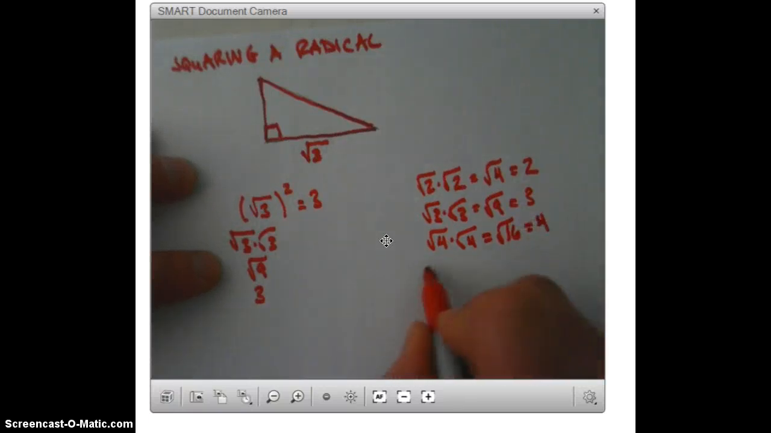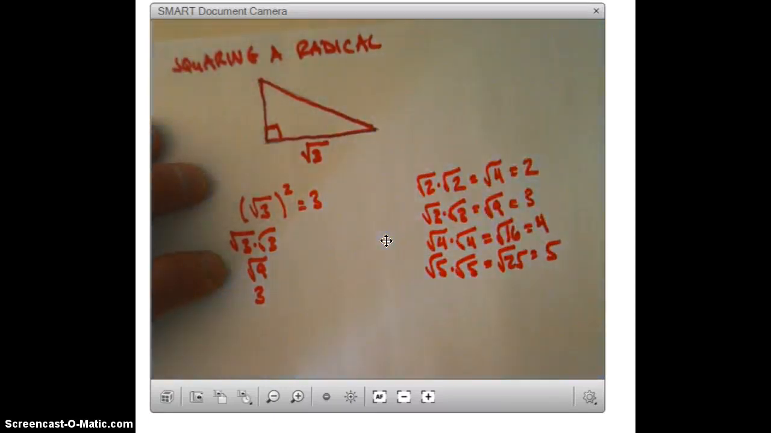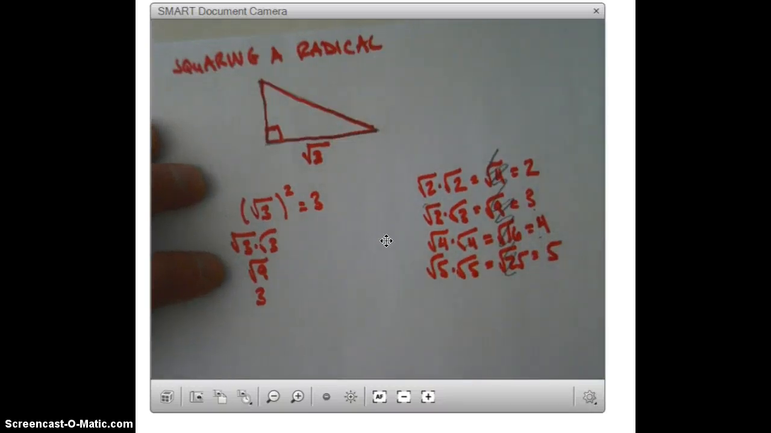And let's do one more. The square root of 5 times the square root of 5 equals the square root of 25, and the square root of 25 is 5. So you might see a pattern developing. If you just cut out the middleman, what you have is the root 2 times the root 2 is 2, and the root 3 times the root 3 is 3, and the root 4 times the root 4 is 4. So what we have is a rule that says the root x times the root x is equal to x. So if you want to write that rule down, that's basically the rule that we're trying to show here.